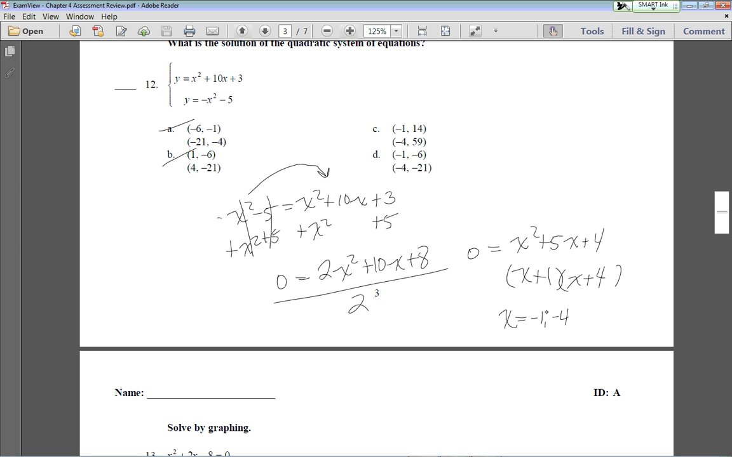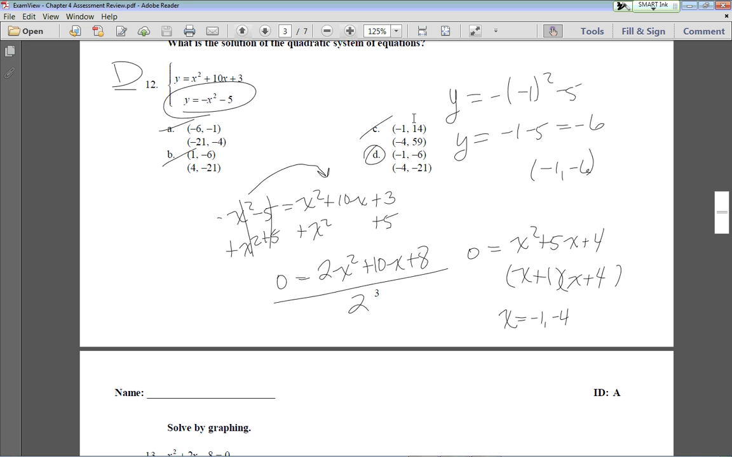Well, this is what I would do. I would pick negative 1, because that's the easiest number between negative 1 and negative 4. I'd pick the simplest one of these two. I'm going to go with this one. So y equals negative 1 squared minus 5. Negative 1 squared is 1, so this is negative 1 minus 5, which equals negative 6. So one of our points is negative 1 comma negative 6. Well, D is the only one that has negative 1 paired with the negative 6. So D is the correct answer.